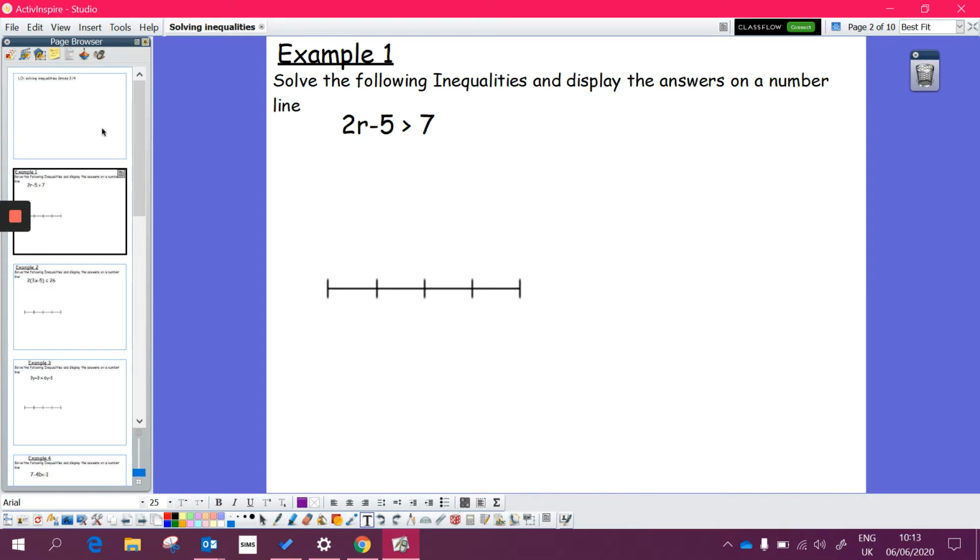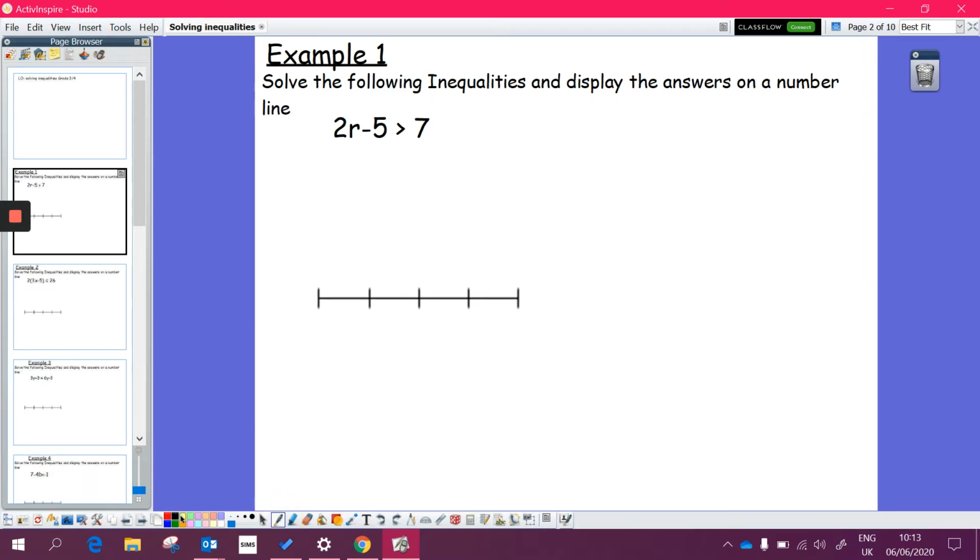You've got 2r minus 5 is greater than 7, and it asks you to solve the inequality and display it on the number line. So just like if you were solving an equation, the first thing you need to get rid of is the minus 5. Remember, to get rid of something, you need to do the opposite. So the opposite of minus 5 is plus 5. So plus 5, plus 5. That would leave you with 2r is greater than 12.